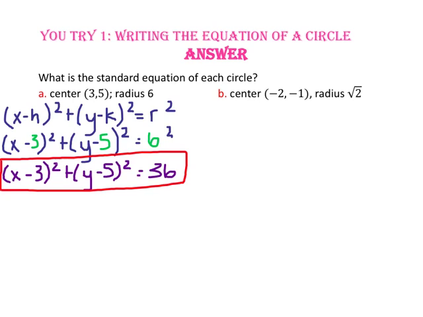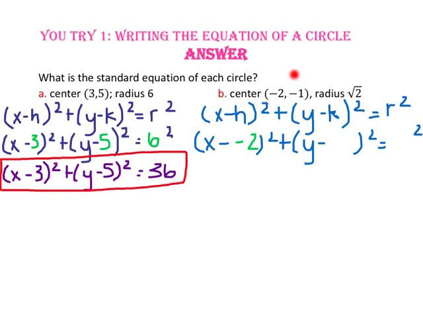Let's begin with the standard form of the equation of a circle. (x - h)^2 + (y - k)^2 = r^2. Since (h, k) is the center of the circle, we will substitute -2 in for h, -1 in for k, and the square root of 2 in for r. Now we'll want to clean up our equation and simplify.